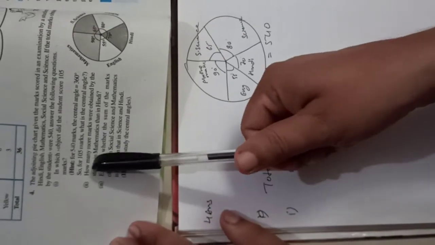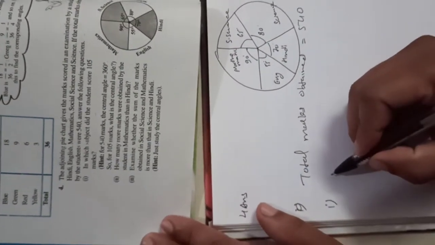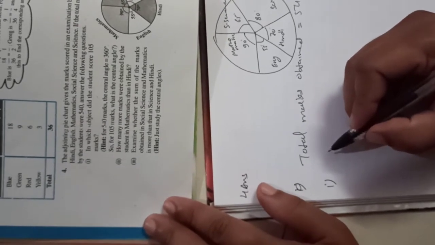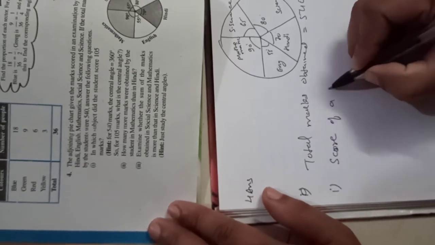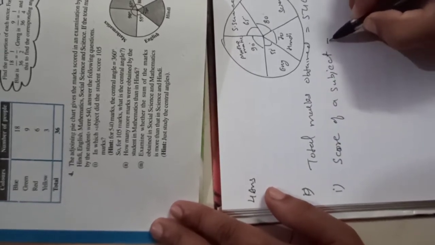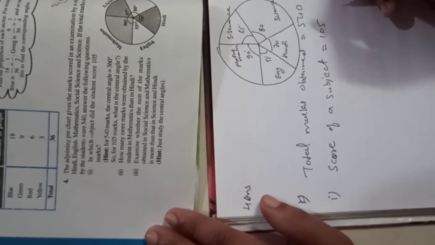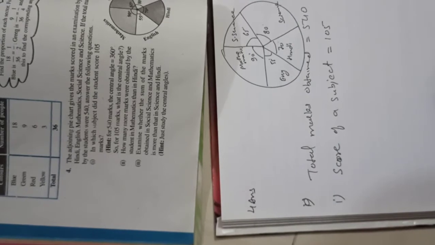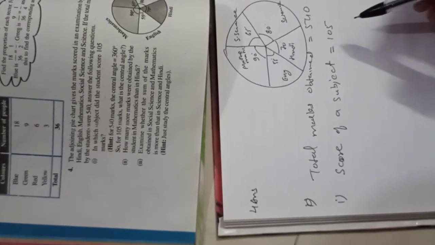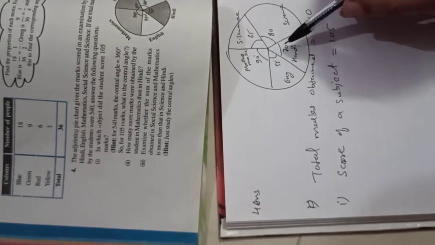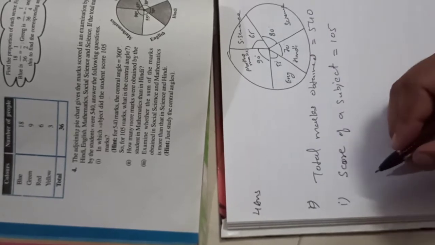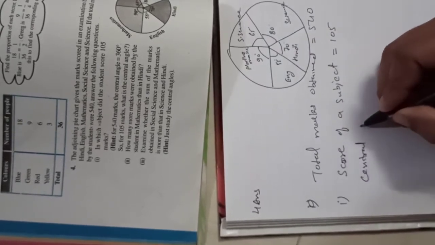In the first question they have given, in which subject did the student score 105 marks? So see, we will find the central angle. The score of a subject is given in the first part, 105, but they haven't told in which subject the student has got the 105 marks. So first we will find the central angle here. Whichever central angle matches will be our subject.